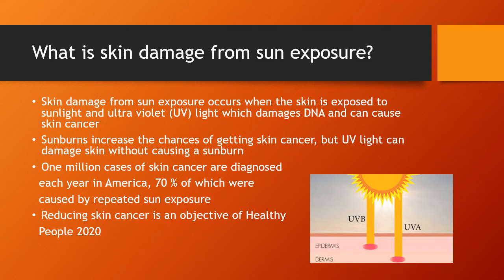What is skin damage from sun exposure? Skin damage from sun exposure occurs when the skin is exposed to sunlight and ultraviolet, or UV, light damages DNA and causes skin cancer. Sunburns increase the chance of getting skin cancer, but UV light can damage skin without causing a sunburn.